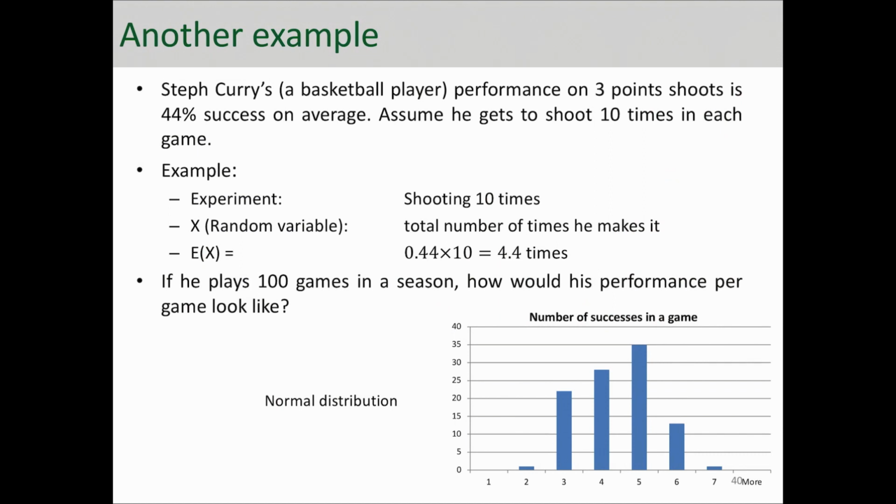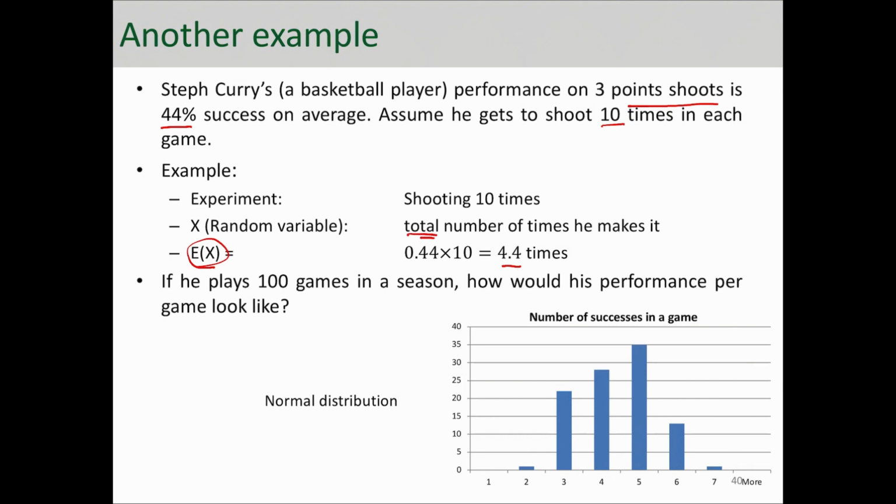I want to give you another example. Steph Curry, a famous basketball player, his performance on three-point shots is 44% success on average. Assume that he gets to shoot 10 times in each game. So the experiment is shooting 10 times. The random variable is, again, the total number of times he makes it. The average of that random variable is 4.4 times. So in each game, you're expecting to see 4 or 5 successes for the most part.